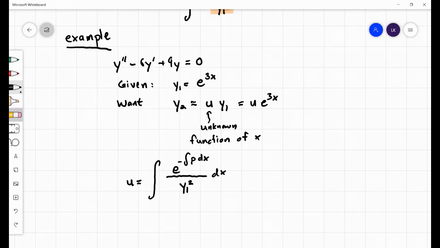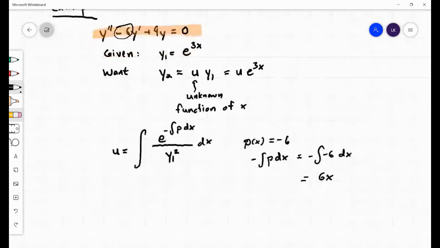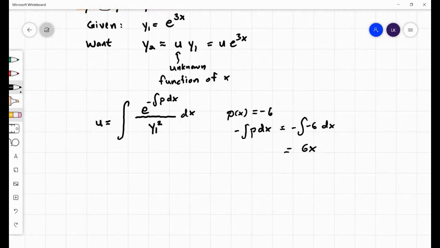So here, the differential equation is already in this conventional form, where the coefficient for y double prime is 1. So p of x is simply this number multiplying y prime. So the negative of p, and we anti-differentiate to get 6x. I'm just trying to find some function that works, so I'm going to ignore the constant of integration, even though I didn't have to.